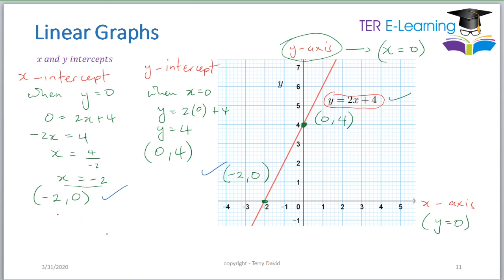Because look, this is my x-intercept here. We got minus 2, 0, and we also got minus 2, 0 from the graph. My y-intercept is 0, 4, and we got the same thing here directly from the graph. All right?